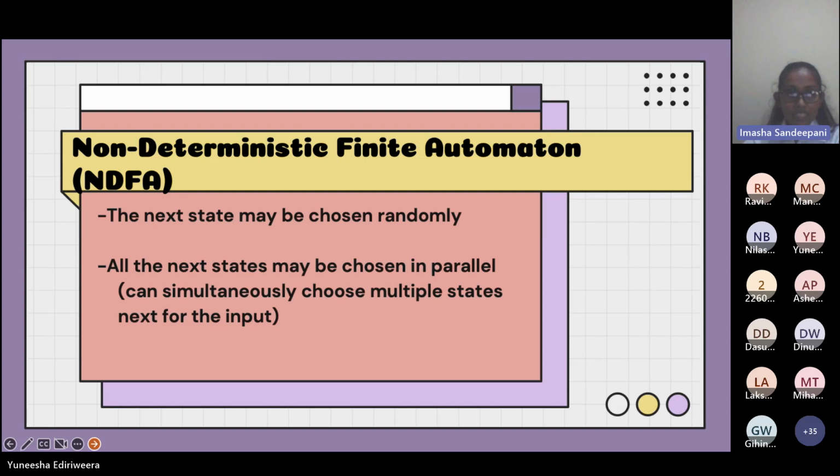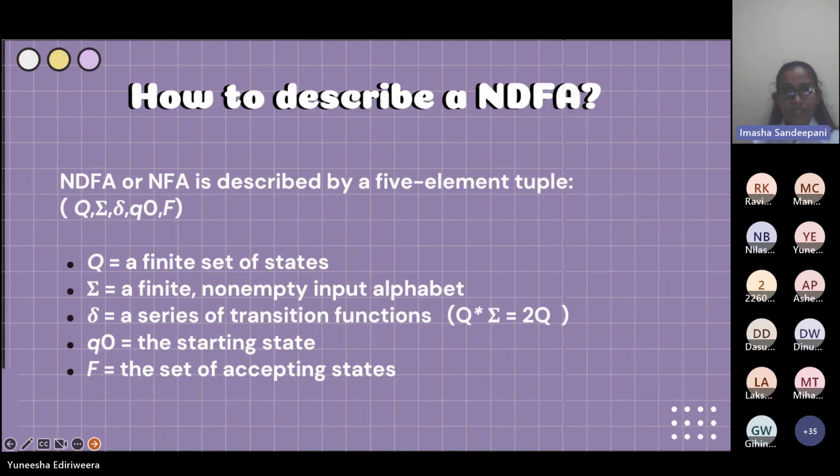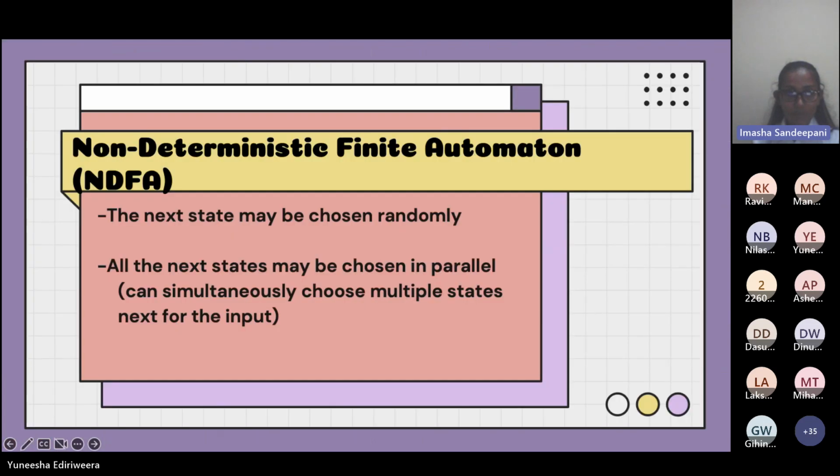I mentioned earlier that in a DFA, choosing the next state randomly is not possible. But in NDFA, the next state can be chosen randomly. All the next states may be chosen in parallel, which means multiple states can be chosen for the input. Next slide.